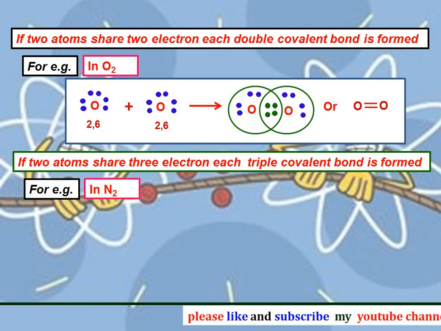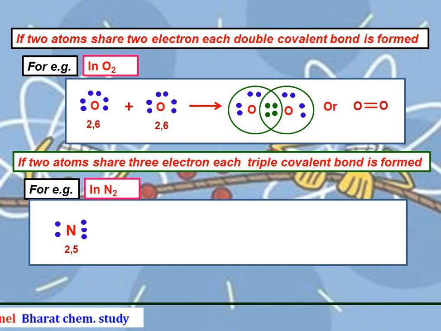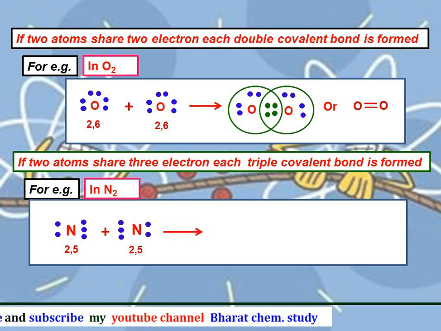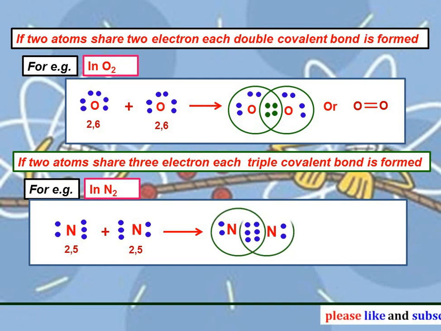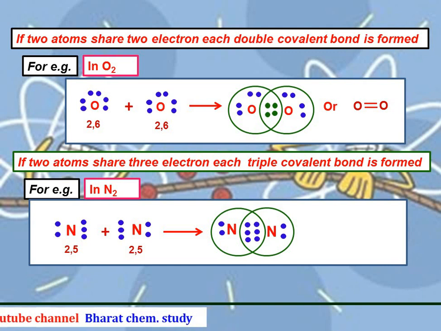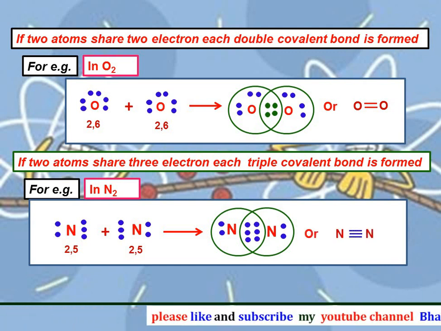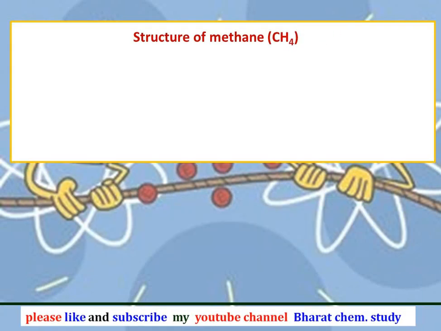Let's take an example of the nitrogen molecule. Both the nitrogen atoms have 5 valence electrons and none of them are in a position to lose or gain electrons to attain a stable electronic configuration. But if both the nitrogen atoms share 3 electrons each, then both the nitrogens attain 8 electrons in their outermost shell because they share 3 electrons each. Therefore, the bond between them is called a triple covalent bond and is represented by 3 lines. Now the structure of methane.